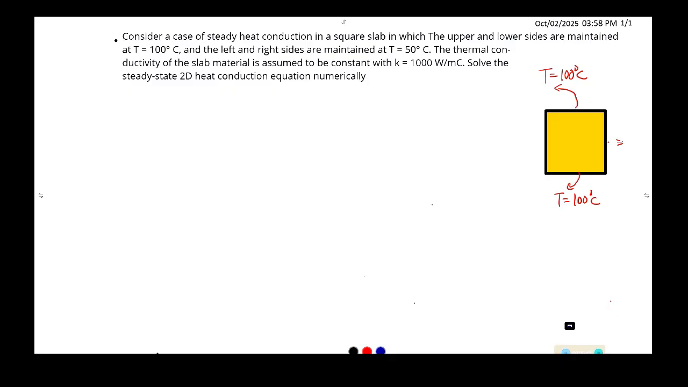whereas the left boundary is at T equals 50 degrees, and this boundary is also at 50 degrees centigrade. Now we have to solve this problem analytically. In general we have seen that while two-dimensional Laplace equations are given, any one of the boundaries is mentioned as a fixed temperature so as to make the problem easy, whereas in this problem all four sides of this square have been given boundary value temperatures.